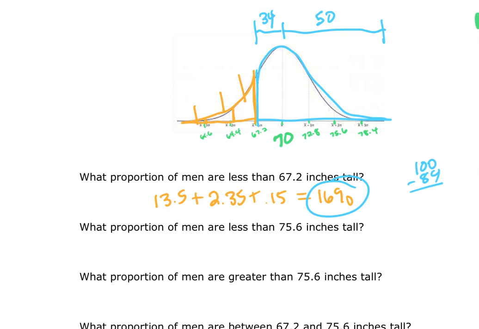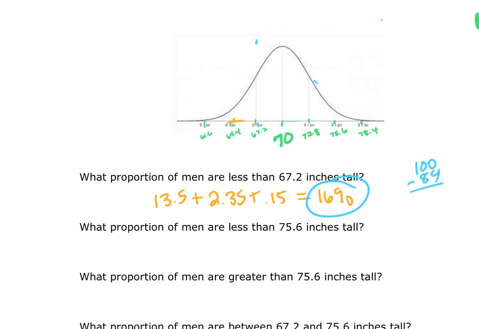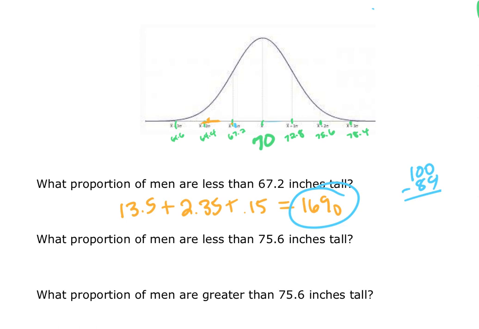Okay, I'm going to erase all of this. What percent, or what proportion, it can be worded that way, that's part of it too, you're going to see this worded a whole bunch of different ways. So what proportion of men are less than 75.6 inches tall? So that's from here and over, all of this.